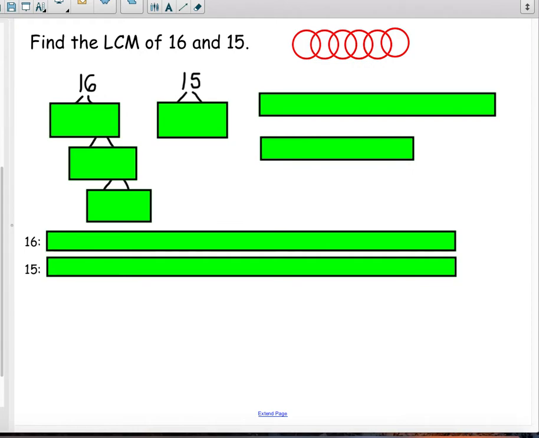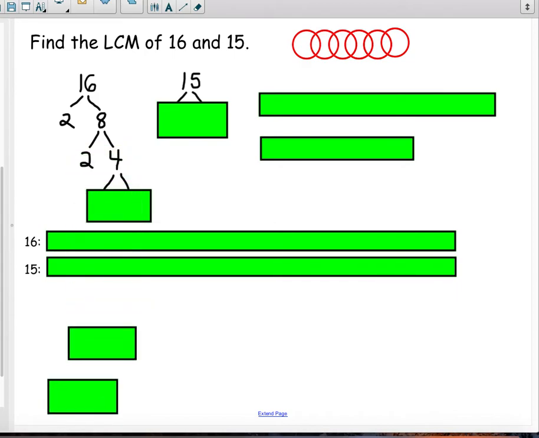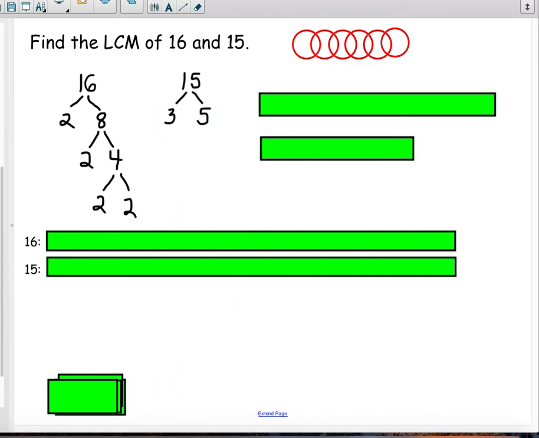All right, so let's make a factor tree for 16. We do 2 times 8, then 2 times 4, and then 2 times 2. So now we've done the prime factorization for 16. For 15, the prime factorization is simply 3 times 5. Now we can identify the numbers in the prime factorization. You can see that we have 2's over in 16, but there are no 2's over here, so we're going to use the 2's from 16, and we end up with four 2's, or 2 to the 4th power.